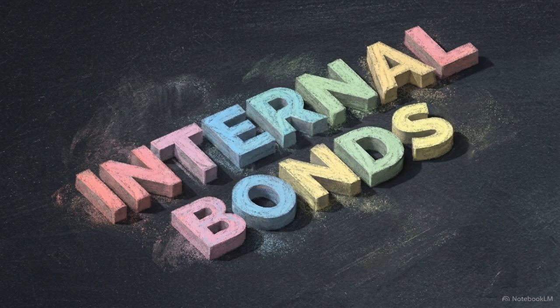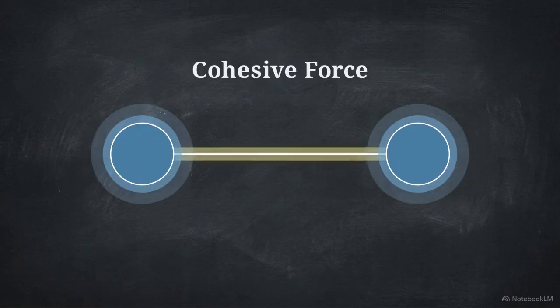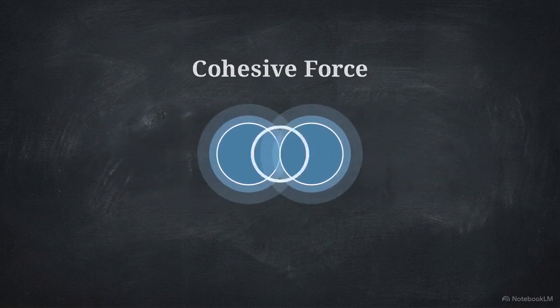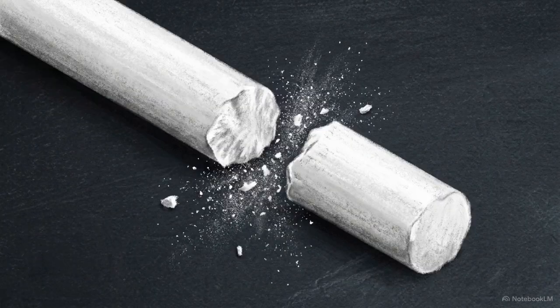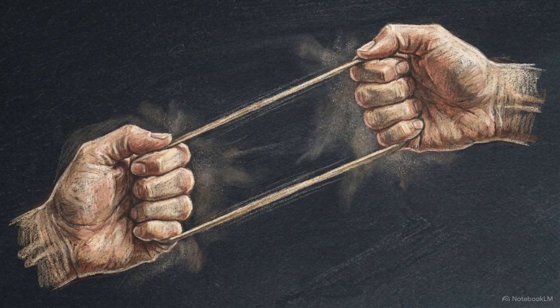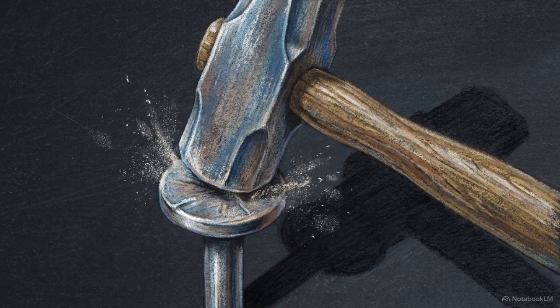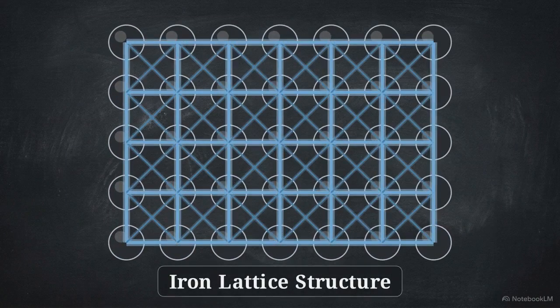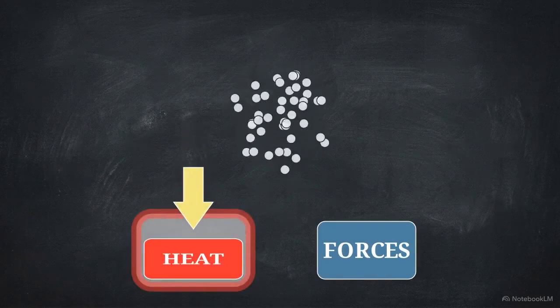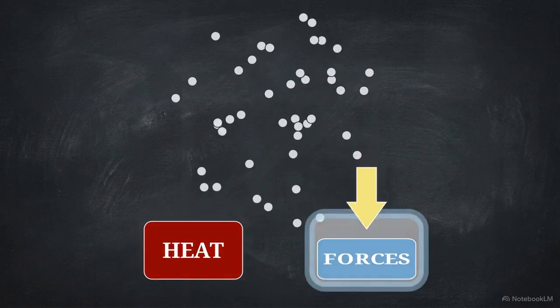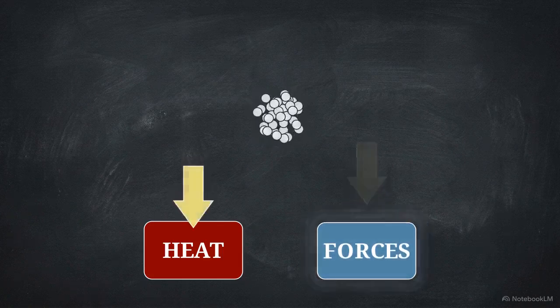The third rule of our model is that particles continuously exert an attractive, cohesive force, pulling each other together. The strength of this internal bond varies entirely based on the material. A piece of chalk shatters easily under slight pressure. A rubber band stretches but resists breaking, and an iron nail easily withstands the blow of a hammer. The particles inside the iron are bound by a massively stronger force of attraction. The physical state of any material is just the outcome of a microscopic tug-of-war. Heat acts as the accelerator, pushing particles apart, while intermolecular forces act as the brakes, holding them together.